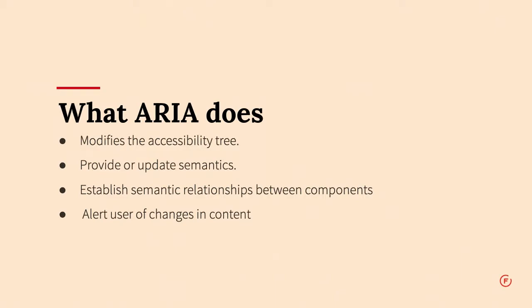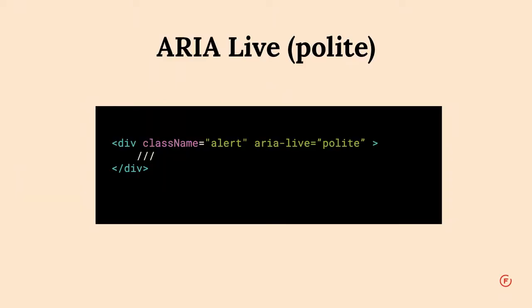Finally, Aria can also alert the user of changes in content. So you can create Aria live regions that basically, when we change content in this div, your screen reader is always sort of monitoring these particular Aria live regions, and you can control what's called the assertiveness of those sorts of warnings. So in this situation, we have an alert, but we're using Aria Live Polite. So that means that the screen reader is going to allow the user to finish a piece of content and then let them know that, hey, I need you to look at something.